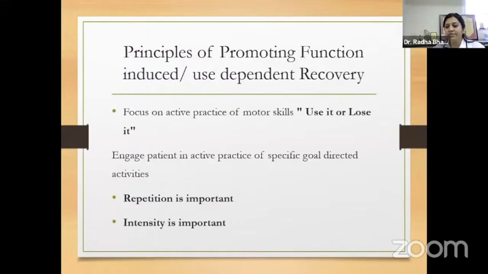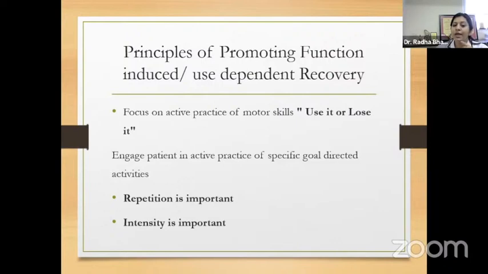As we had seen, what are the strategies for designing a session or a practice, what things we need to take into consideration, what are the various types of feedback, what are the various types of practices, how to choose which one, and what are the advantages of one over the other. Now finally, we are going to see the principles of promoting function induced or use dependent recovery. If we want to promote function induced recovery or use dependent recovery, what are the principles? There are a few principles which we will see in brief.